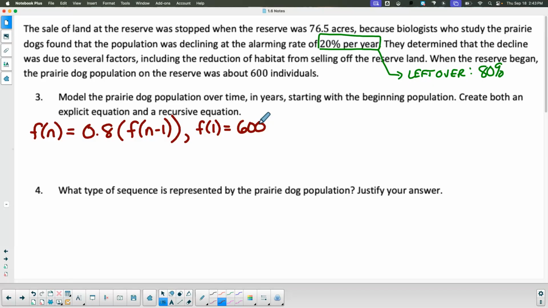So they want to tackle the explicit function. I'll start it out. f of n equals. We only got one, so we can only use one output and one input. What do we got? f of n equals 0.8. You can flip your page back and see how to do it. So f of n equals 600 times 0.8 to the power of n minus 1.